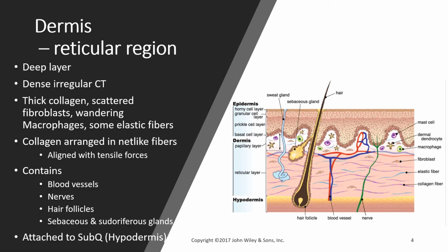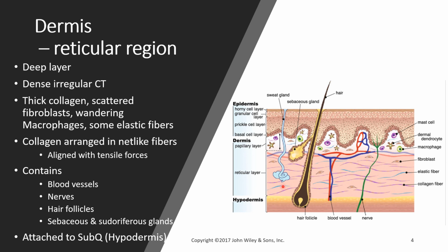So then the reticular region is everything below the papillary region. In this region, we're going to get more dense, irregular CT. So those collagen fibers and elastic fibers are going to thicken up and get scattered more, but they're also going to be arranged in kind of this net-like fibers according to the different tensile forces. So where there's more tension, you're going to see more of these fibers lined up in a parallel fashion there.